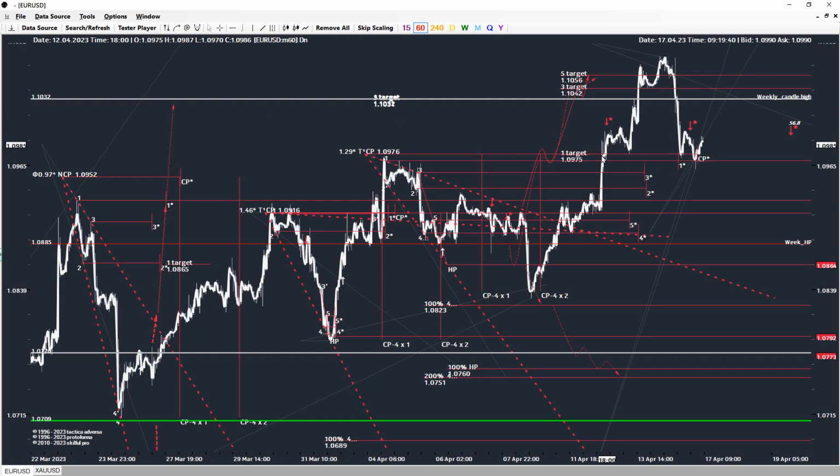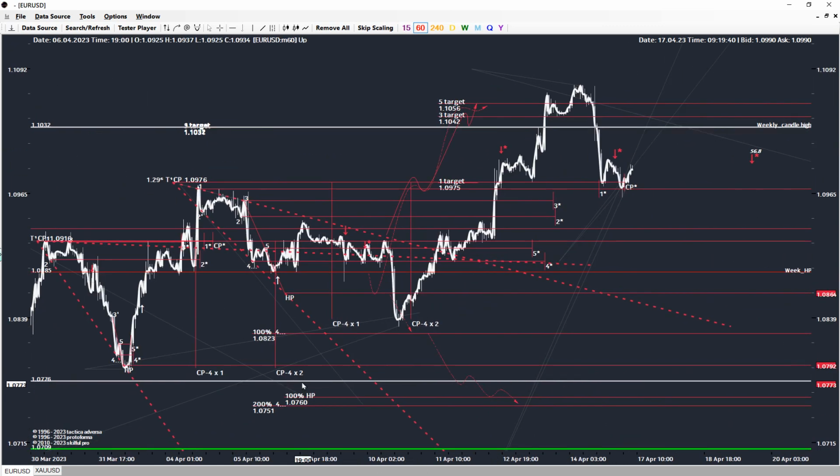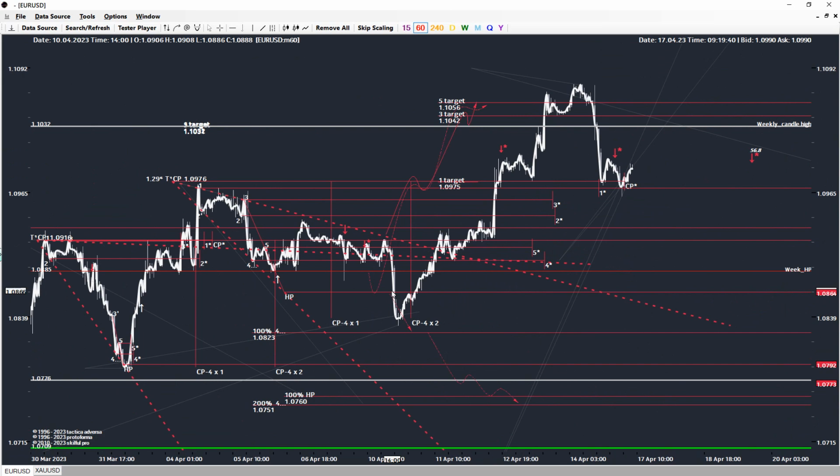Then we can see that the price broke out the HP level at 1.0864 and didn't reach the main target at 1.0823. So if we were to sell on the breakdown of HP, we would be out to about 0 here.